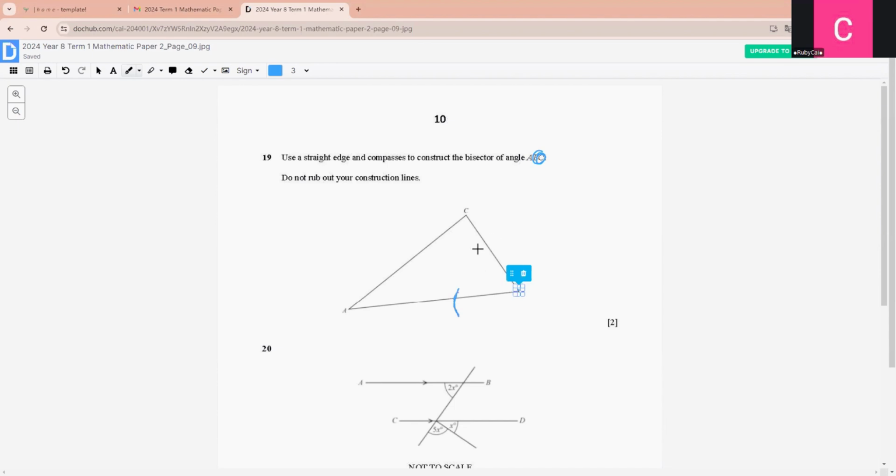Make sure they are the same length and do not move your compass. After that, place your compass here and draw using the same length across there, and then put your compass here on the other side and draw the same thing. And wherever a center mark is, draw your bisector right across. Next question.